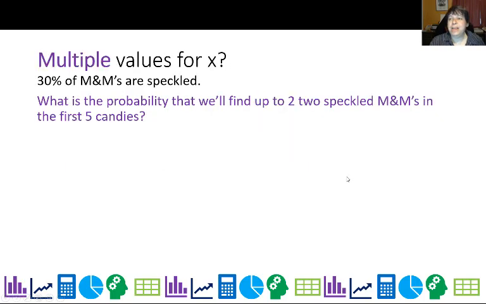All right. Now, here's where it gets tricky. What if there are multiple values for x? Say 30% of M&Ms are speckled. What is the probability we'll find up to 2 speckled M&Ms in the first 5 candies? Well, n is 5, and the question is, what is x? I know my proportion is the same. It's 0.30, so these two are going to stay the same.